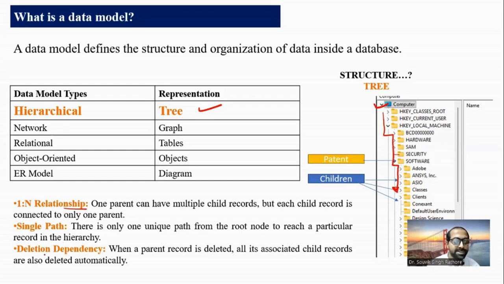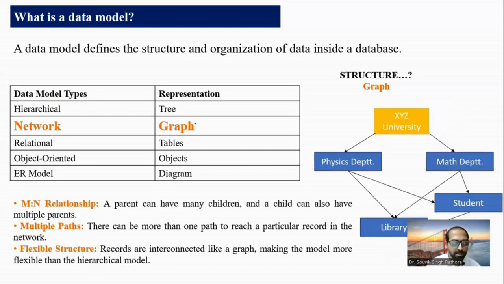The third characteristic is there is a deletion dependency. That is, if a parent record is deleted, all the child records are also deleted. Suppose when you delete this software, all these children will also get deleted. Thus, the hierarchical model is simple, and it is efficient for representing hierarchical data, but it is not suitable for very complex relationships where a record needs multiple parents. So what is the solution? We go to another model which is called the network data model.